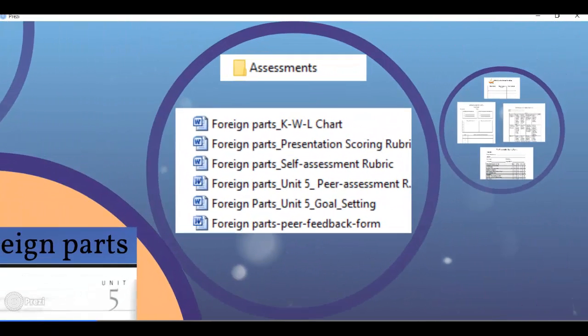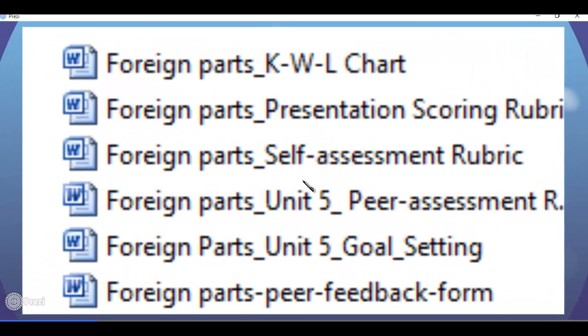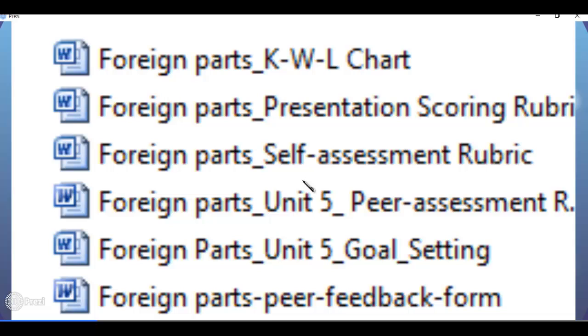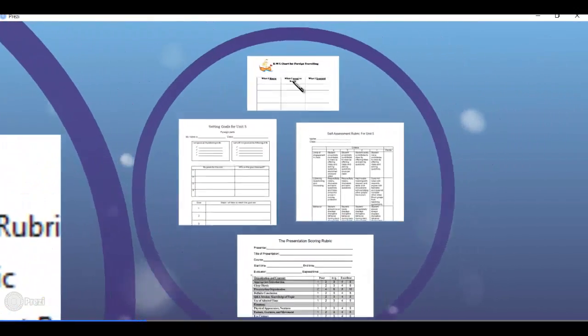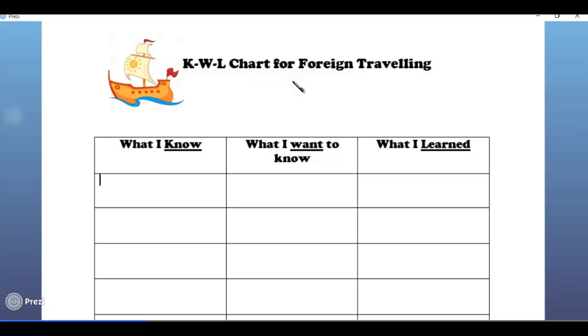In the Assessment folders, I put some kinds of assessment rubric to assess my student progress, such as KWL chart, presentation scoring rubric, self-assessment and peer assessment rubric, goal setting, and peer feedback form. This is the KWL chart, which allows students to note down what they have known as well as what they want to know through this topic.